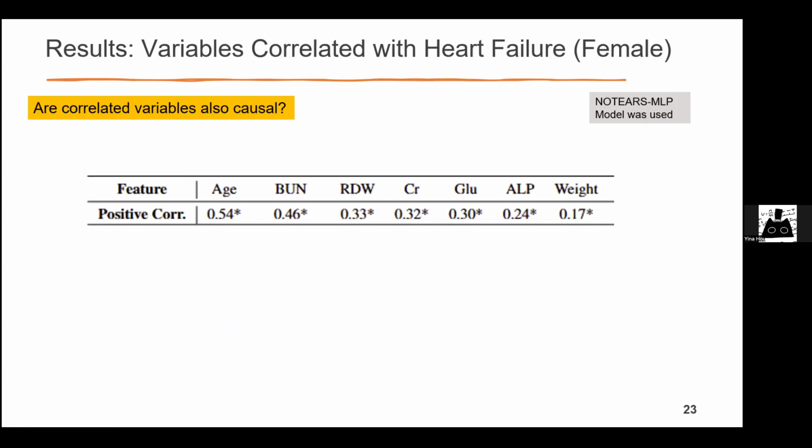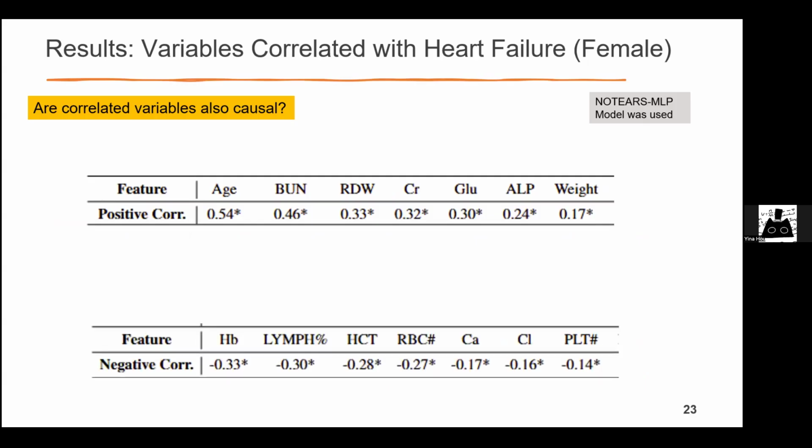Continuing to the female variables correlation. The top positive correlated variables do not change much compared with male. Only ALP shows up as a new top correlated variable. The same for the negative correlation: only CL and PLT are new.